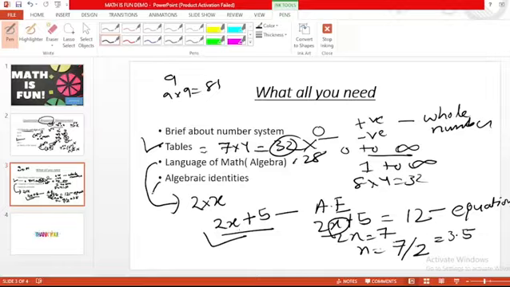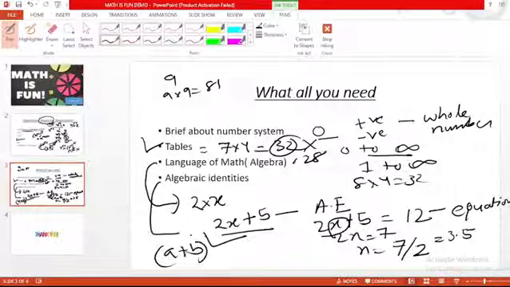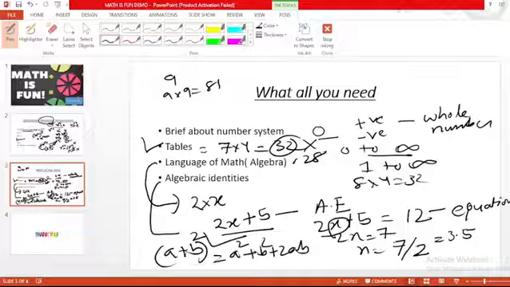And some algebraic identities. Suppose, what is a plus b whole square, or we say a plus b to the power of 2? It is nothing but a simple algebraic expression I am discussing: a square plus b square plus 2ab. So there are some algebraic identities. You just need to remember them. You need to remember the tables. Brief about the number system.